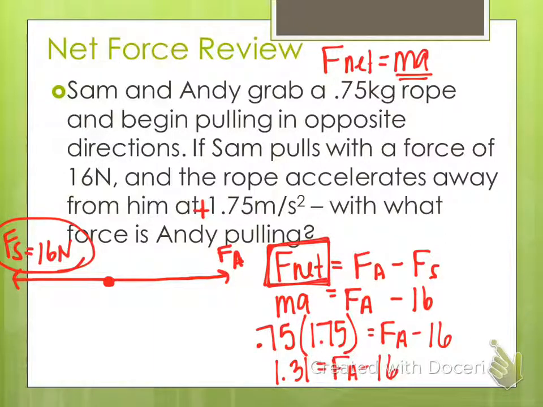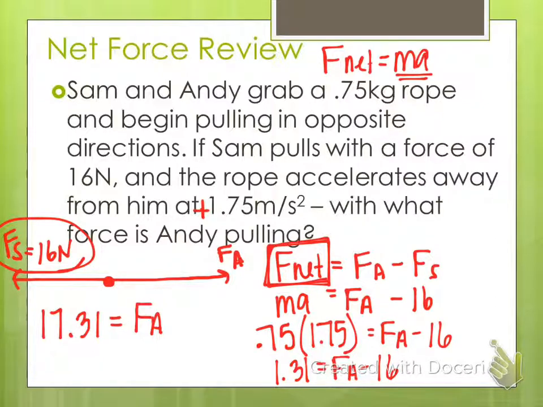So how do we get F sub A by itself? Oops, you can't really see that. We're going to add 16 to the other side. So add 16, which gives us 17.31 equals F sub A. So Andy is applying a force of 17.31 newtons.